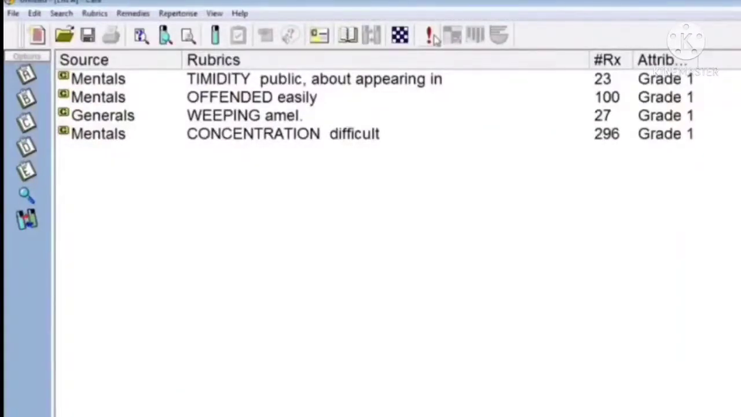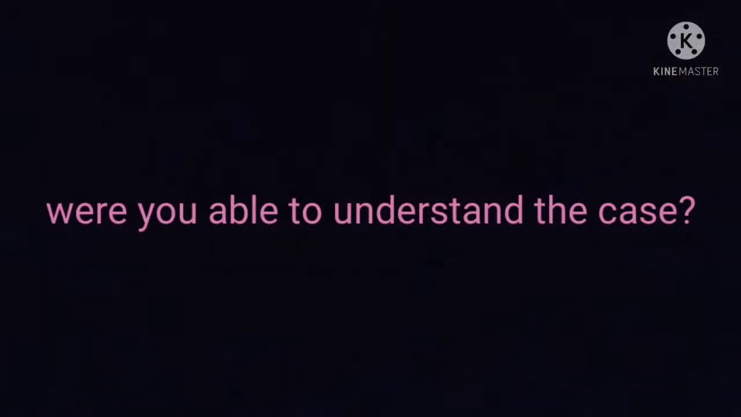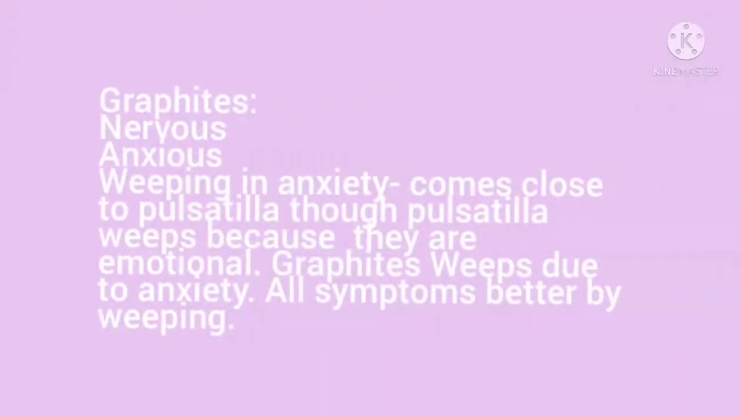Now we will understand the smaller part of this case and understand graphites. She has become very nervous, anxious, and she weeps in anxiety. So you'll find graphites weeps easily. That's why it comes very close to pulsatilla. They weep very easily. Now pulsatilla will weep because they are emotional and sad. Graphites, they weep because of anxiety as well as sadness also, but prominently they are very anxious. But whenever graphites will cry, they will feel better.